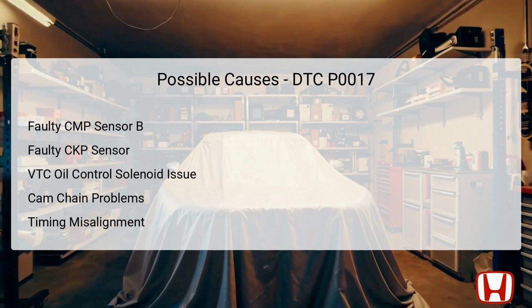The VTC oil control solenoid may be malfunctioning due to oil contamination or internal damage, which affects its ability to regulate oil supply effectively. Problems in the cam chain can also lead to timing deviations. For example, wear or stretching can disturb synchronization between the crankshaft and camshaft. Finally, if the timing is not aligned correctly during installation, or if it has shifted due to wear, it can directly impact the readings from both sensors and create a fault code.